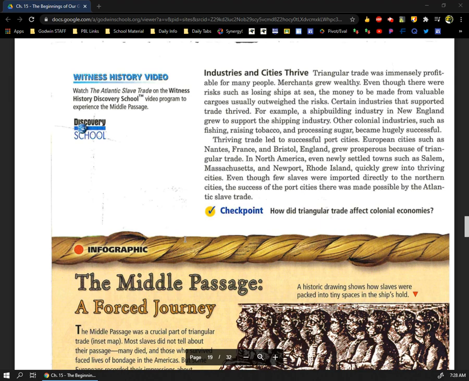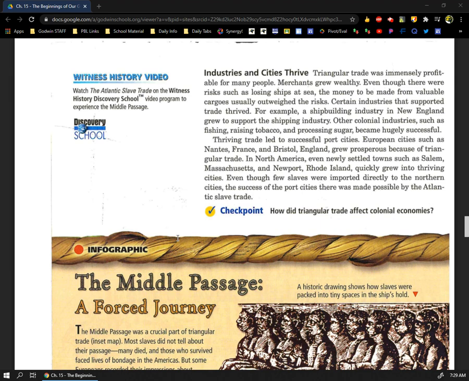Industries and cities thrive. Triangular trade was immensely profitable for many people. Merchants grew wealthy. Even though there were risks, such as losing ships at sea, the money to be made from valuable cargo usually outweighed the risks. Certain industries that supported trade thrived. For example, a shipbuilding industry in New England grew to support the shipping industry. Other colonial industries, such as fishing, raising tobacco, and processing sugar, became hugely successful.